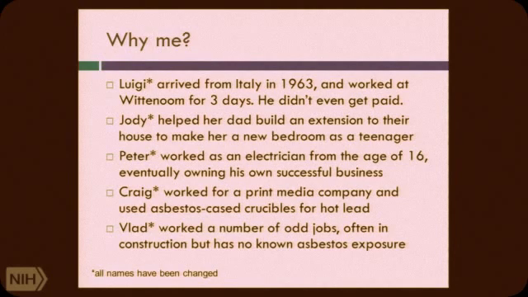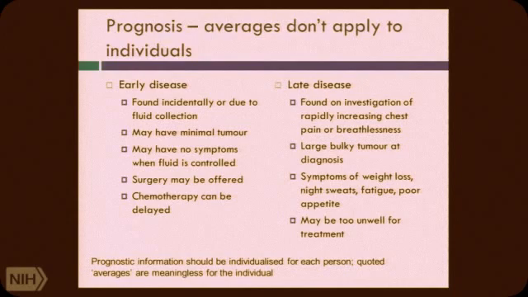So it can affect many people, often men more than women, and that's often due to occupational exposure. So when people talk about prognosis in mesothelioma, I don't want to go into any great detail here because I'm sure you've all been on the internet and seen all sorts of numbers. But what I do want to emphasise is that prognostic information absolutely needs to be individualised for each person.